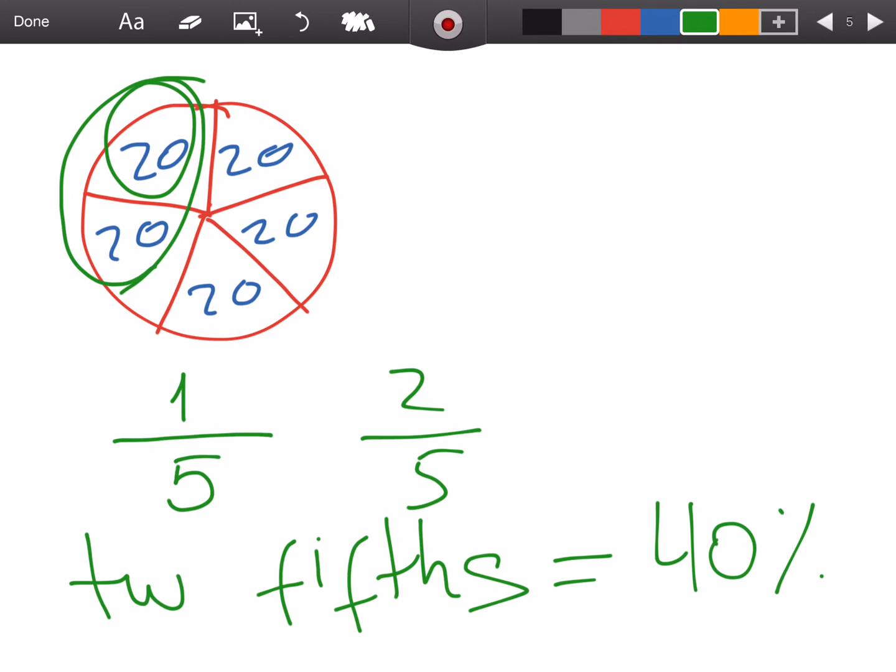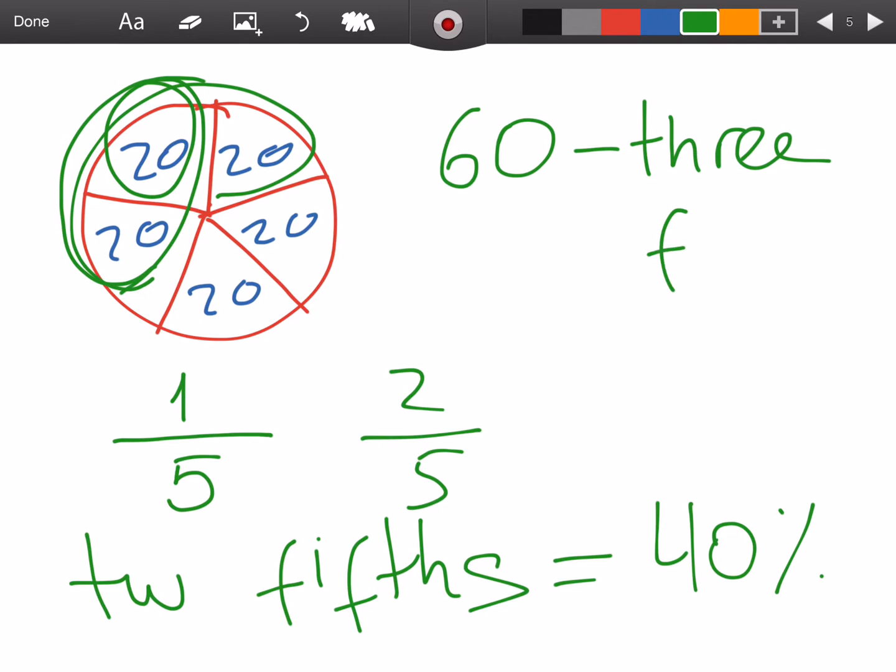I hope this makes it clear. If I said 3, so 3 times 20 becomes 60%, right? So I would say 3/5. Okay, I hope this one is also clear.